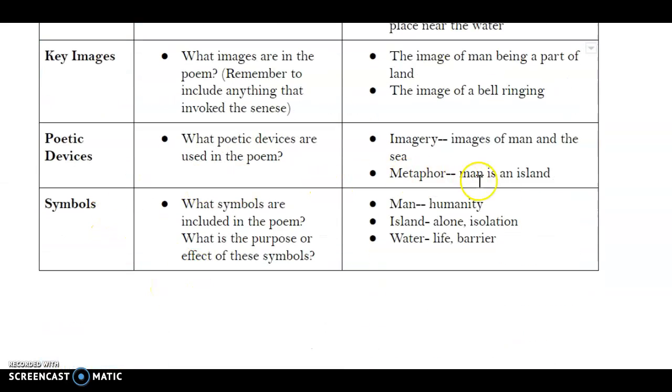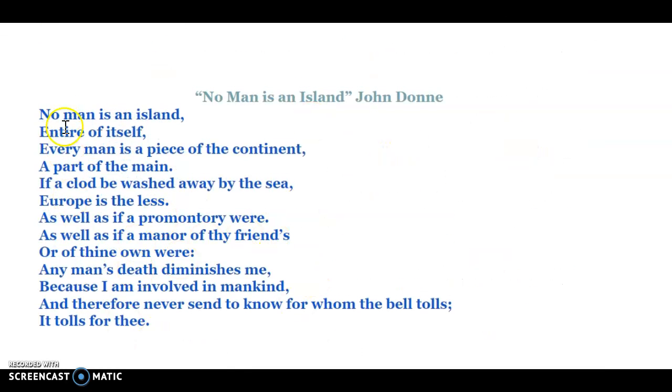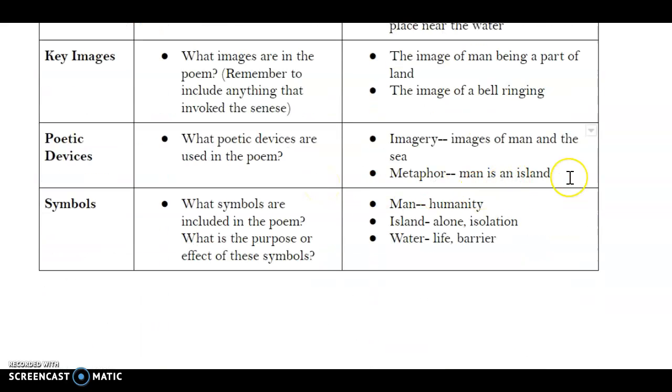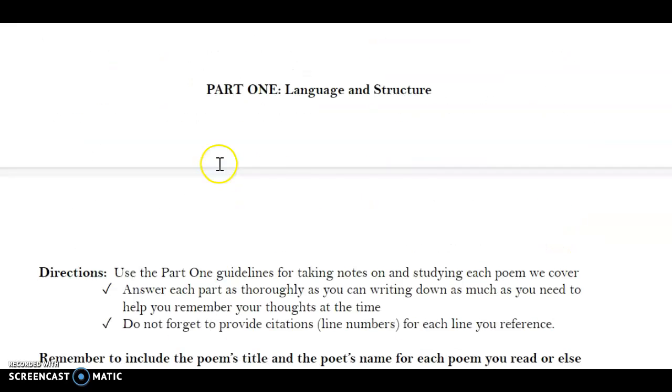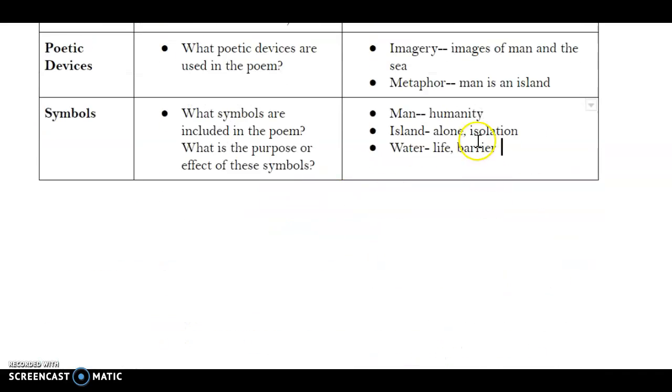Awesome. Poetic devices. That's things like imagery and metaphor and all of those good things, simile. So I do see images again of man becoming a part of the sea or ocean, as well as a metaphor talking about how man is an island or a part of the land. And then finally we have symbols. There are a couple different objects in here that we could say are a symbol. I see that island or land is a part of it, right?